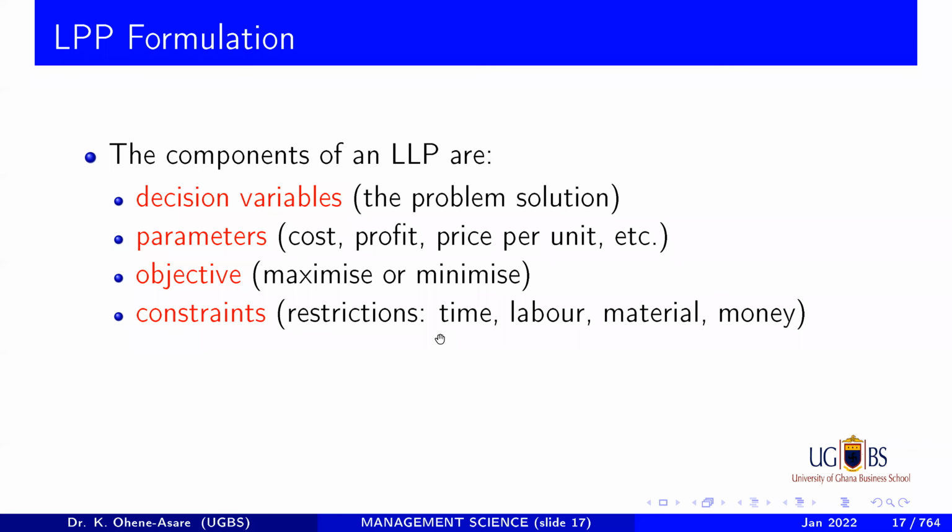And you will always have an objective. The objective will either be to maximize or minimize the overall output. Now, the overall comes from the decision variable multiplied by its price, its coefficient, that is the per unit price of the item you're producing. And your goal is to maximize whatever that outcome is.